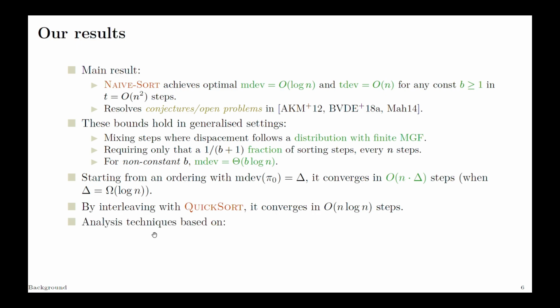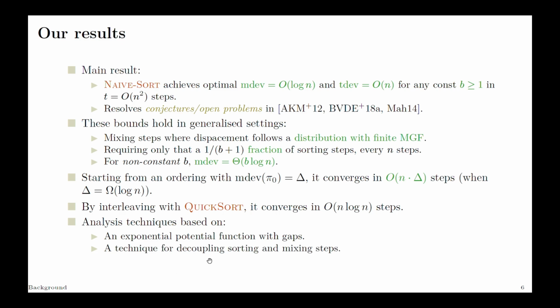Our analysis techniques are based on a novel variant of the exponential potential function, which uses dummy elements, and also on a technique for decoupling sorting and mixing steps. We think these may be useful for analyzing other problems in the evolving data model, as well as proving guarantees for some self-stabilizing algorithms. In the remaining part of the talk, I will give a brief outline of the analysis.